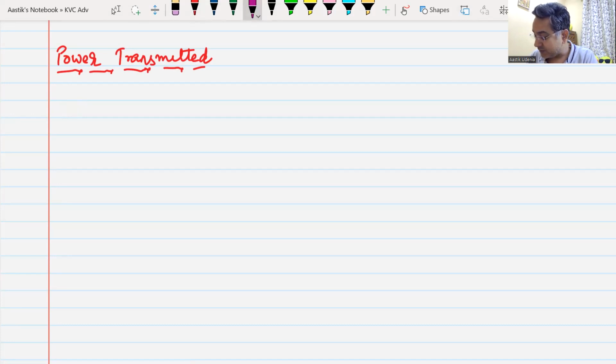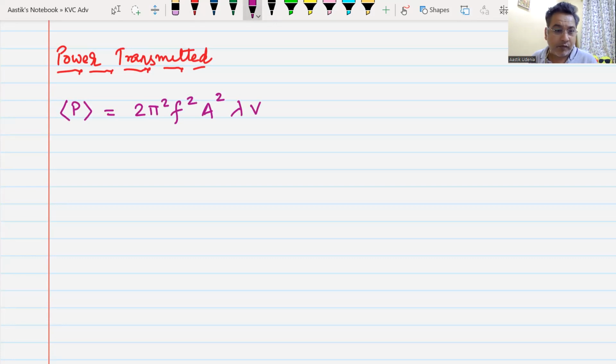Now remember this formula in whatever ways you can. The average power transmitted by a wave in one time period. Take a deep breath and understand it carefully in different ways so that you can remember it. The first way is you can write it like this: 2 pi square f square a square lambda into v. This is the power transmitted by a string wave. So just write, wave on a string.